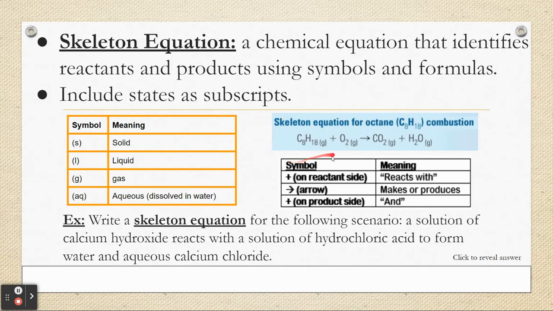So in this example here, we can see a skeleton equation of a combustion reaction. And so you have this molecule over here reacting with this molecule here, oxygen, to produce CO2 and H2O. Notice they're all written in their formula forms. We have our gas there, our states are there as well. So those are all provided to us. There's different ways to figure out states, and I'll show you how to do that as we do some sample problems together.